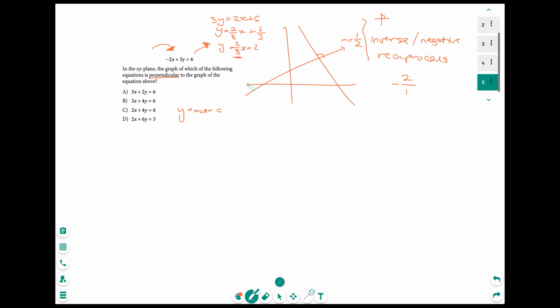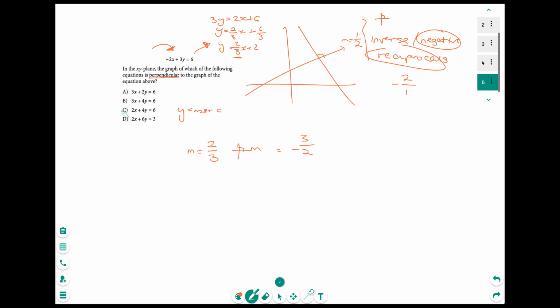The gradient here is 2/3, and they're asking us for the equation that is perpendicular to this line. So instead of 2 over 3, we're looking for a gradient that is the negative reciprocal of 2 over 3. So if m is 2 over 3, then the perpendicular gradient must be negative 3 over 2, right? Which of these equations, A, B, C, D, has a gradient m of negative 3 over 2?